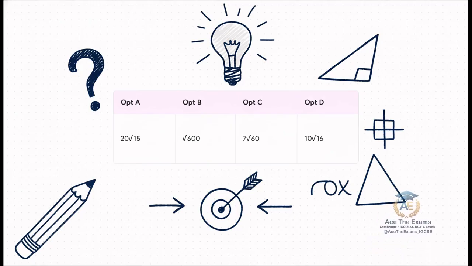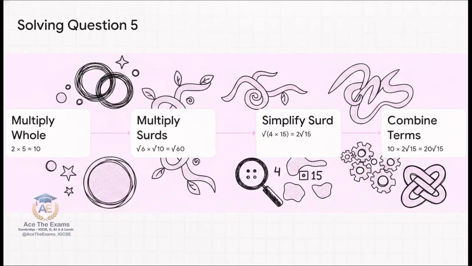Okay, let's actually solve this thing and navigate around those traps. Let's break it down into a foolproof blueprint. Notice how we treat the coefficients, the outside numbers, and the square roots as completely separate entities before recombining them at the very end. This is how you avoid careless errors. Step 1, we multiply the outside whole numbers. 2 times 5 gives us 10. Easy enough. Step 2, we multiply the inside surds. Root 6 times root 10 gives us root 60. So now we have 10 root 60.